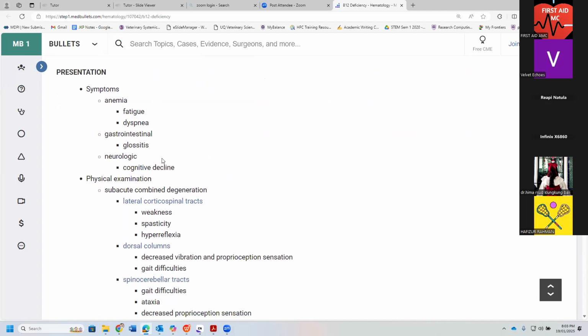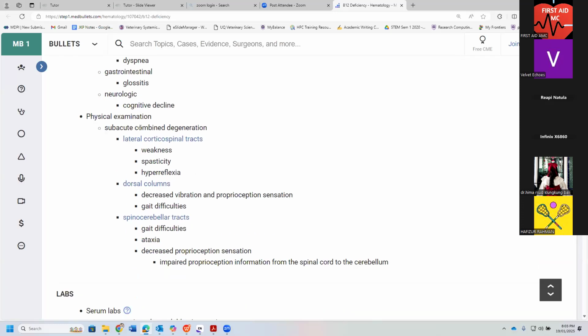Symptoms of anemia will be present, like fatigue, dyspnea. It can also cause glossitis, neurological symptoms, reversible dementia, and cognitive decline. Symptoms of subacute combined degeneration of the cord, especially lateral corticospinal, dorsal, and spinocerebellar tracts. So lateral corticospinal tracts will cause weakness, spasticity, hyperreflexia.